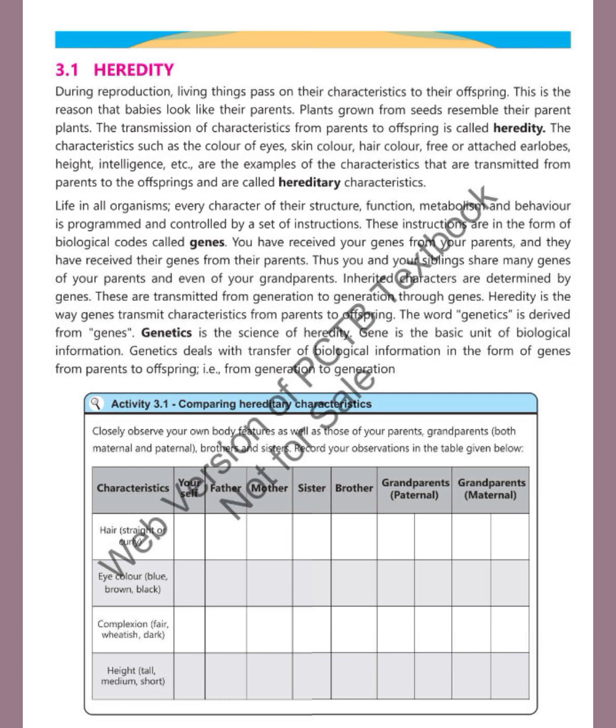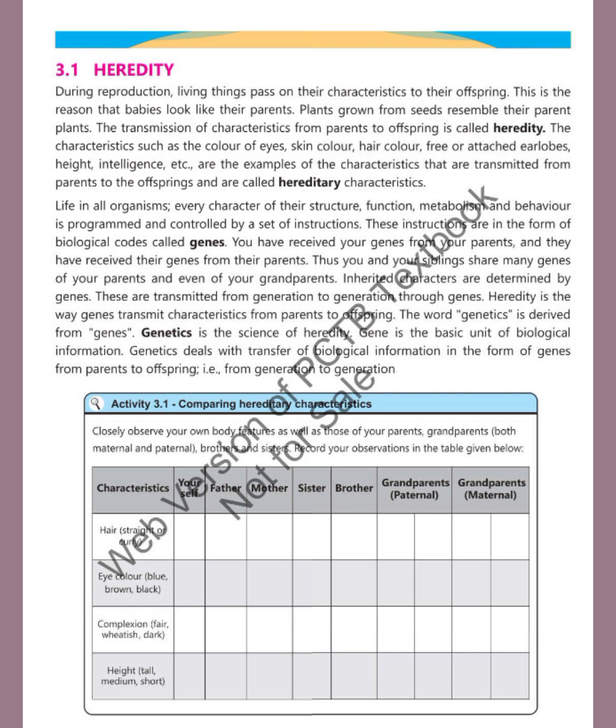Inherited characteristics are determined by the genes. They are transmitted from one generation to the next through the genes. It is actually the gene present on the chromosomes, and it is the crossing of chromosomes that is responsible for transferring those characteristics from one generation to the next. Heredity is the process by which genes transmit characteristics from parents to the offspring.